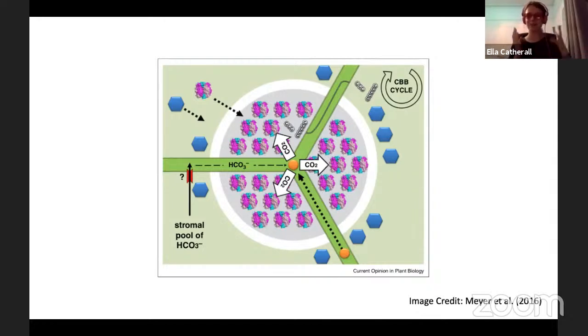So as I said before, in an aquatic environment, most of the inorganic carbon is present in the form of hydrogen carbonate ions. So what happens is the hydrogen carbonate ions are actively transported into the thylakoid tubules, and then move along, and eventually encounter a carbonic anhydrase enzyme, which is able to convert the hydrogen carbonate into carbon dioxide and water.